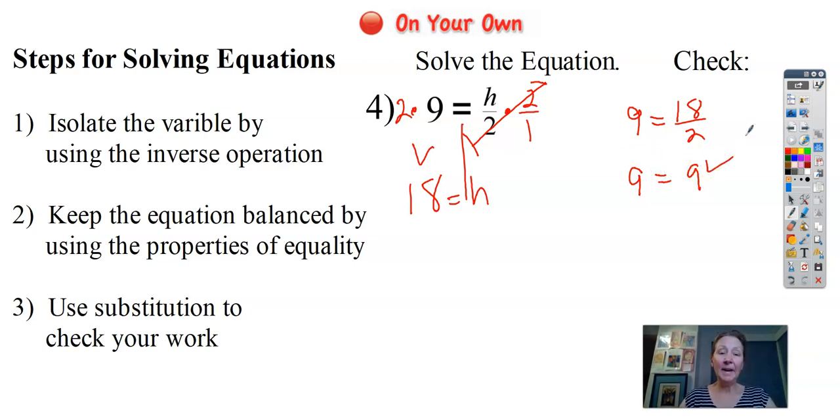Okay. That's using multiplication and division to solve equations. Good luck.